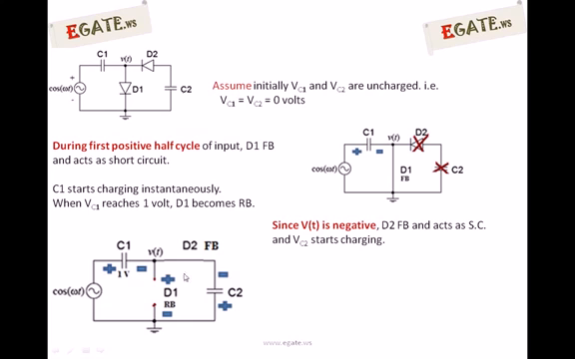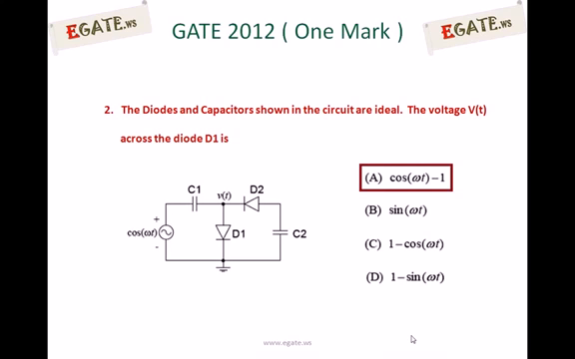Now we need to calculate the voltage across diode 1, that is V of t. Simply apply KVL across this loop. That is cos omega t minus 1 minus Vd1 is equal to 0. So Vd1 is equal to cos omega t minus 1. Vd1 is the voltage across diode 1, which is the required V of t. So V of t is cos omega t minus 1. This is the answer. For the given question, the right answer is cos omega t minus 1. Thank you.